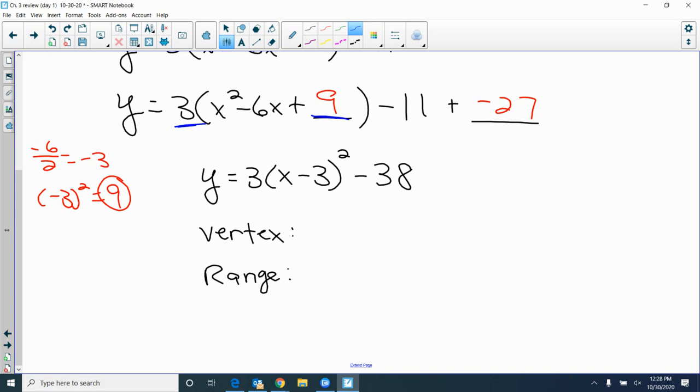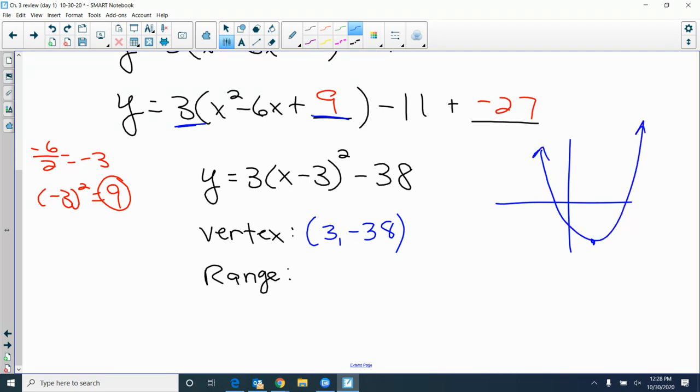All right, vertex, Tyson, what do you think? I don't know. Good thing we're reviewing. The vertex is just what's in the parentheses, opposite sign there, but same sign for the last number. It's 3, negative 38. Now you need that for the range as well. If that's our vertex, the original one had a positive x squared, so that means it opens up. And so the range is going to be negative 38 to infinity.